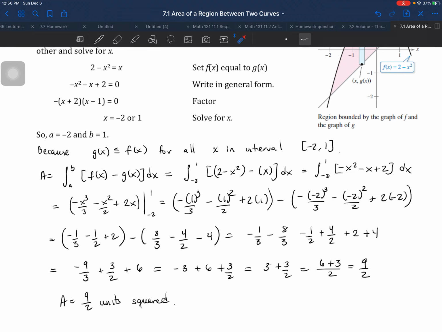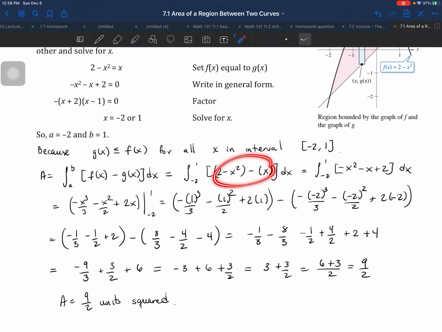All right, so we're going to set up the problem because there are two curves. We're going to say it's going to be from A to B, f of x minus g of x. Again, it's always top minus bottom, right? And so we did that, right? It'll be from -2 to 1. f of x is the top, g of x is the bottom.